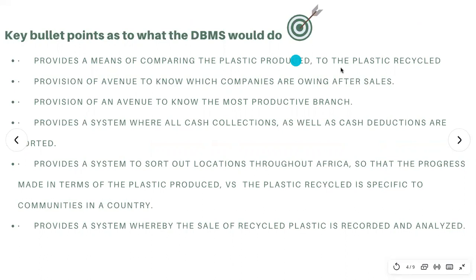It will provide a means of comparing the plastic produced to the plastic recycled, provide an avenue to know which companies are owing after sales, and provide an avenue to know their most productive branch. It also provides an avenue where all cash collections as well as cash deductions are sorted, and a system to sort out locations throughout Africa, because their companies are located in Africa. The progress made in terms of plastic produced versus plastic recycled is specific to communities in a country. Lastly, it provides a system whereby the sale of recycled plastic is recorded and analyzed. We have to keep this in mind because this is what we use to build our SQL queries.